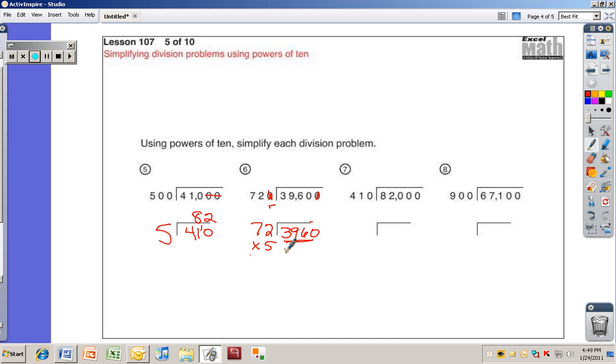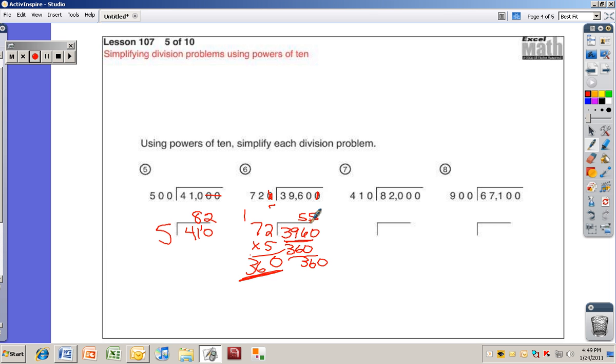396? Okay, 72 times 5. 2 times 5 is 10. Carry the 1. 7 times 5 is 35, plus 1 is 36. There it is. 360 going in 5 times. Same one. Hey, look at that. It's already here, right? So the answer is 5.